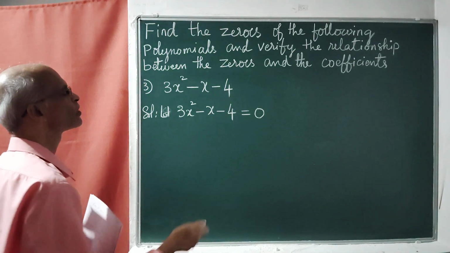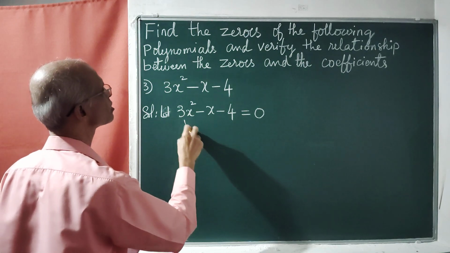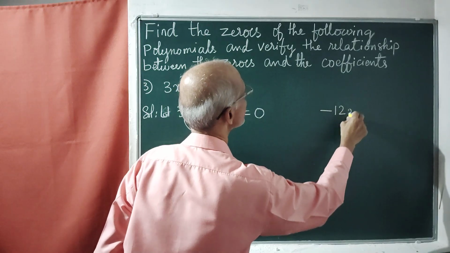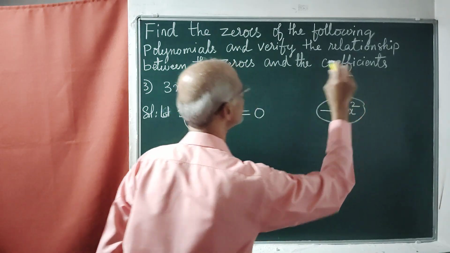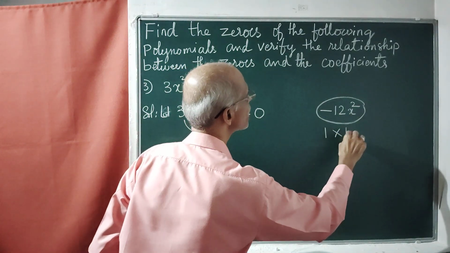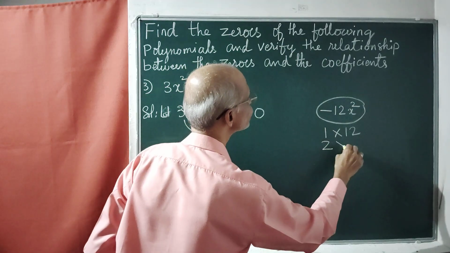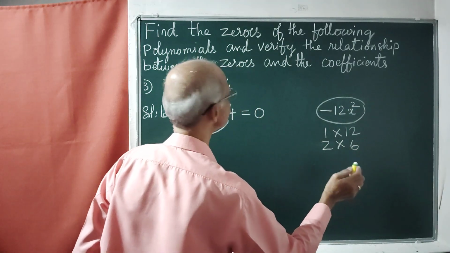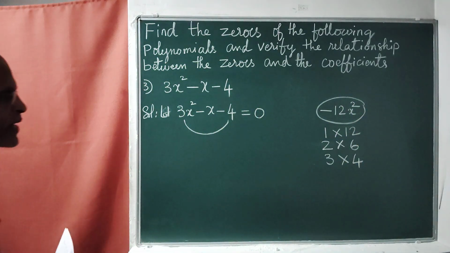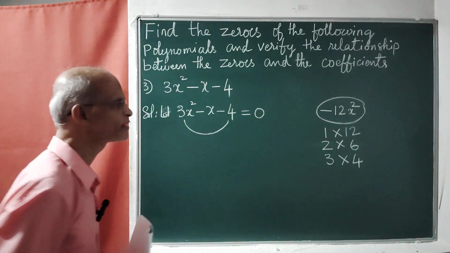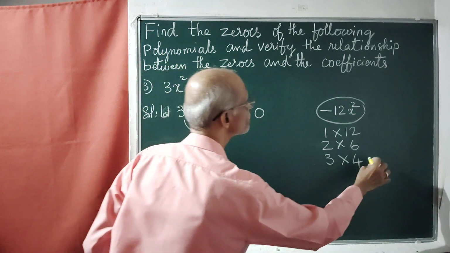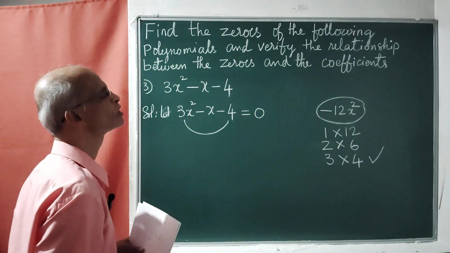For factorizing it, the first step is to multiply the first term and the last term. We get minus 12x square. Now we have to find the factors of 12. 1 12s are 12, 2 6s are 12, 3 4s are 12. We got 3 pairs of factors. Among these 3 pairs, which pair can give me minus 1? This pair can give me 1, minus 1.